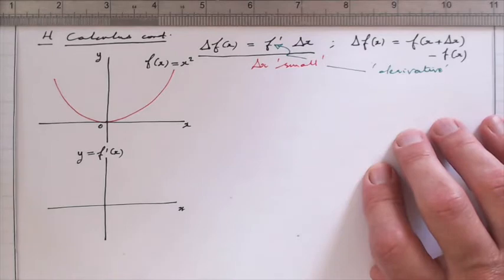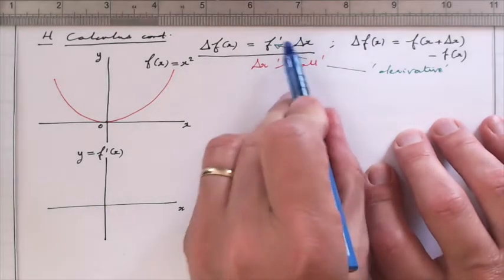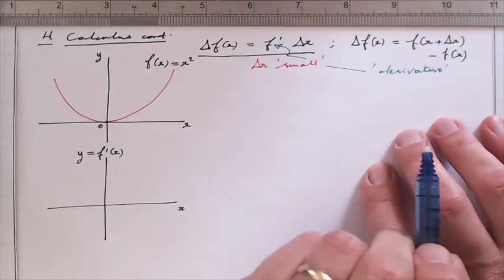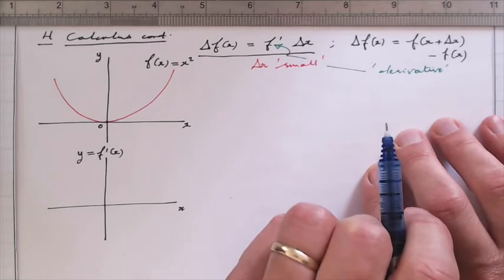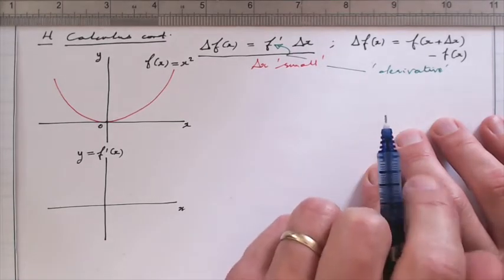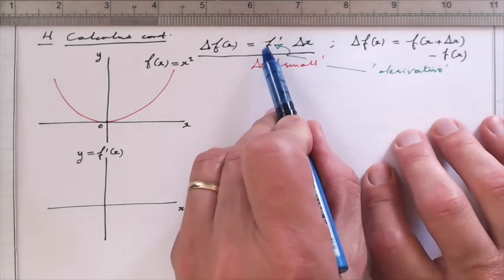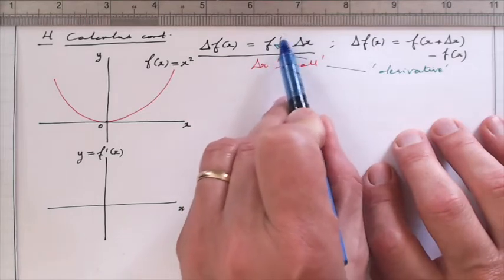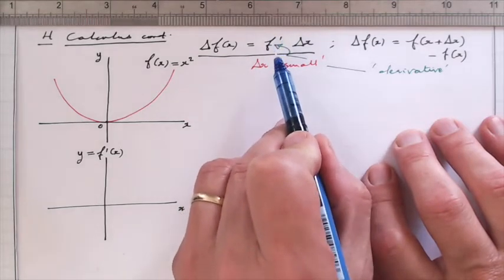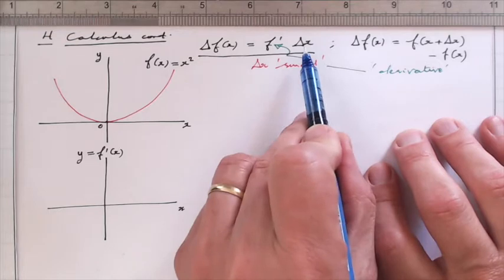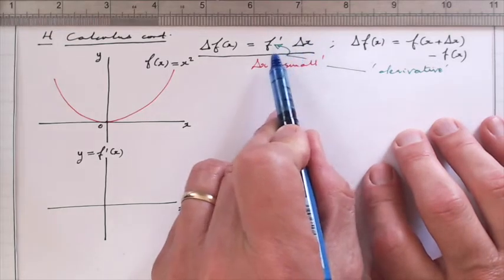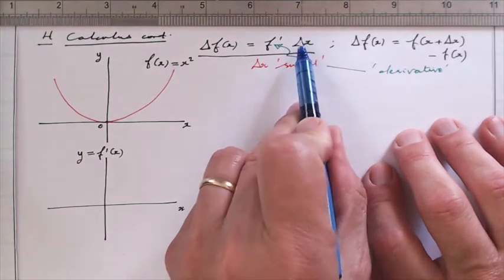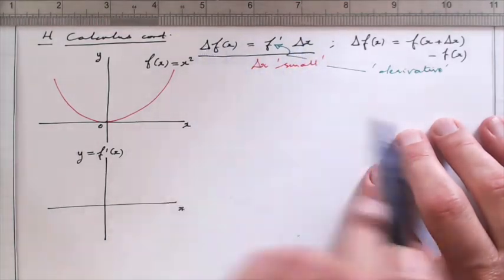Let me use a different coloured pen. This derivative, this beautiful creature which is going to open up a whole world for us, just, with a few lectures' time, has tremendous power to do all sorts of things in maths and science. This derivative is sort of like a translator. It translates from a change in an input to a change in an output.